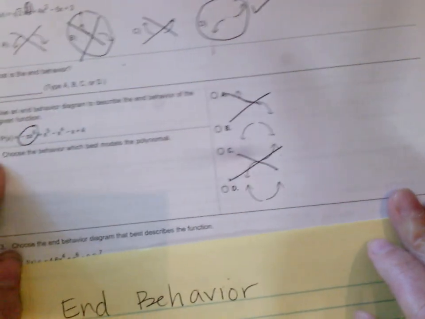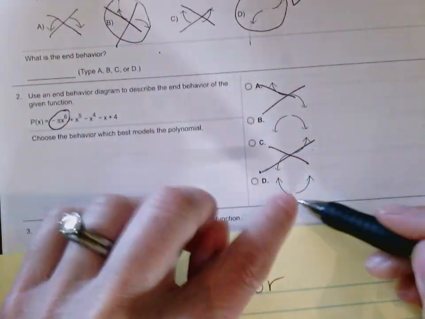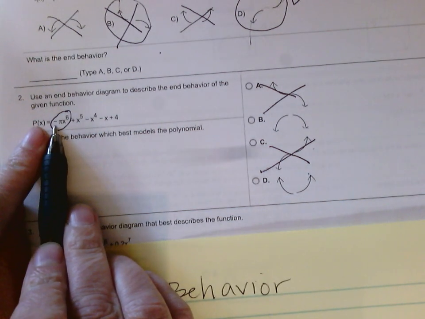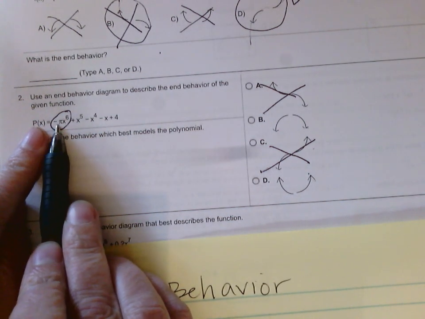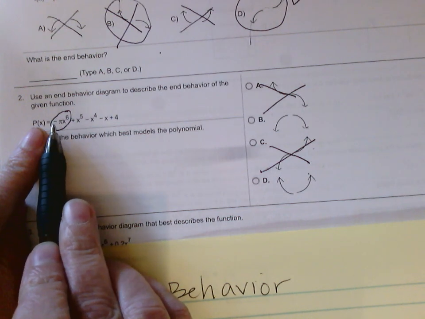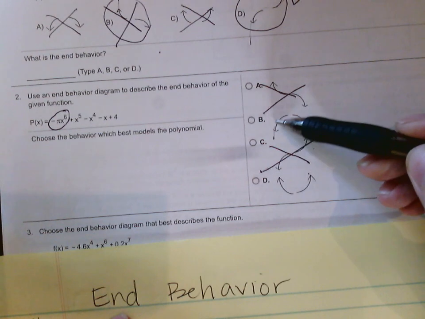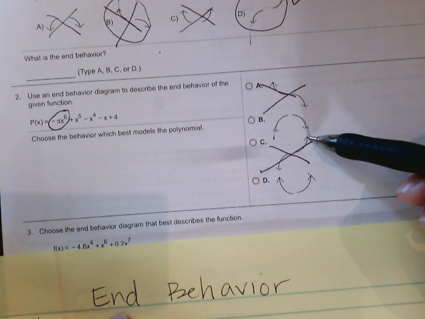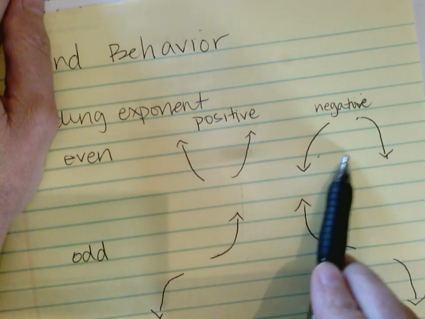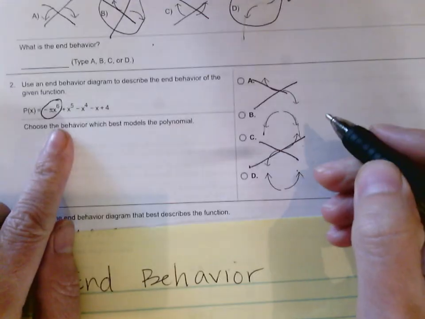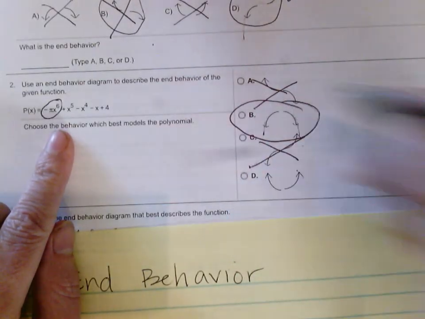Now, to determine whether they're going down or up, you look at the sign. Since this one is negative, remember the negative in front of the function is what flips the function upside down. That's what makes it go down like this. So even exponent with a negative in front means both ends would be going down, which means this one would be B.